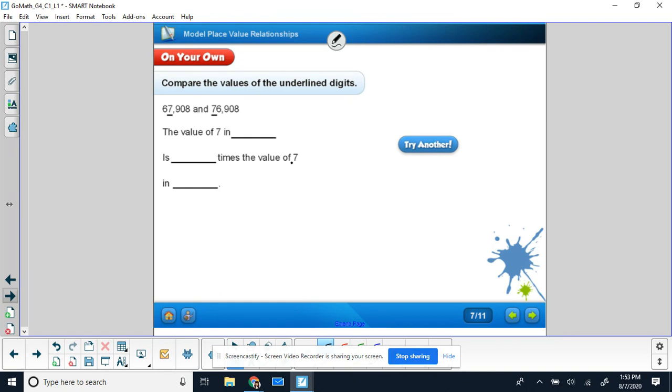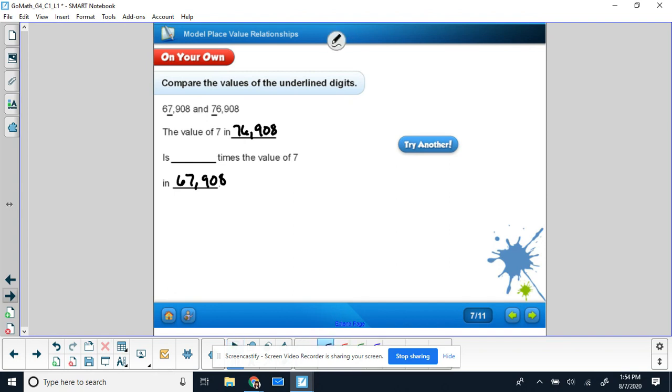So I'm thinking 76,908 is bigger. So I'm going to write 76,908 right here. So the value of the 7 in 76,908 is how many times the value of 7 in, I'm going to go ahead and write my smaller number here, 67,908. Now that's all that's left: how many times larger is the value of the 7 in 76,908 versus 67,908.